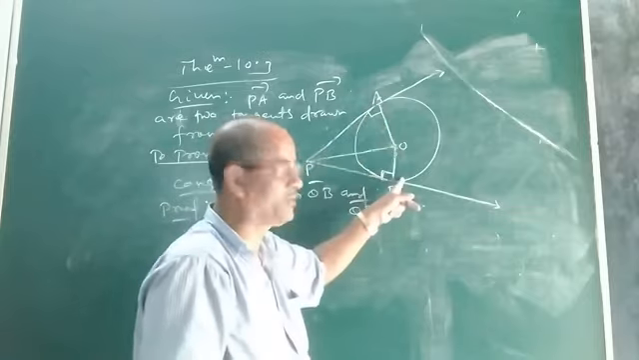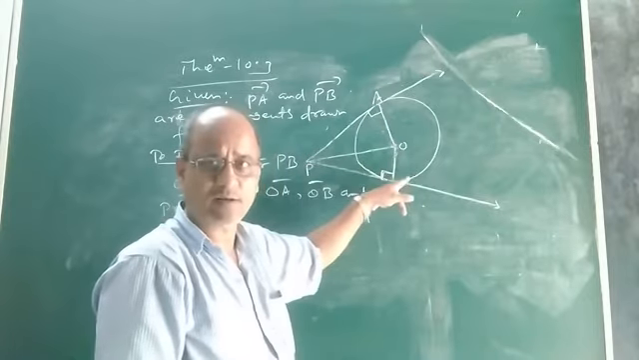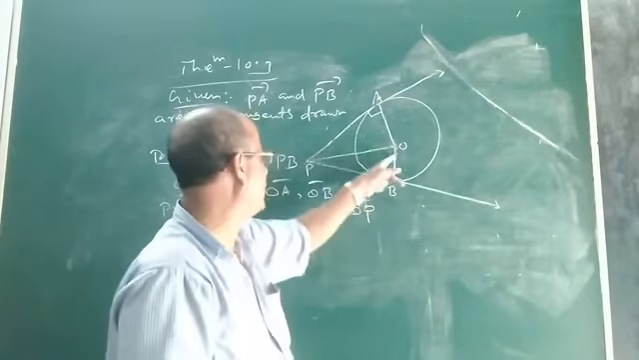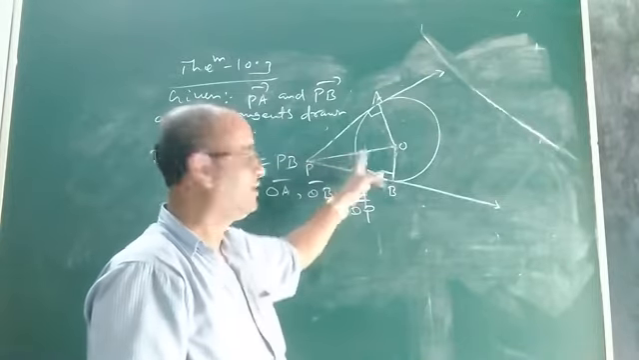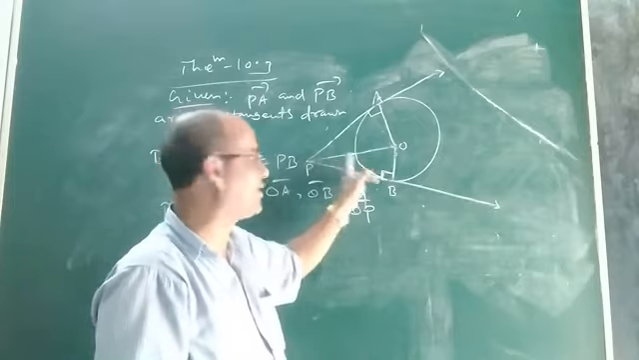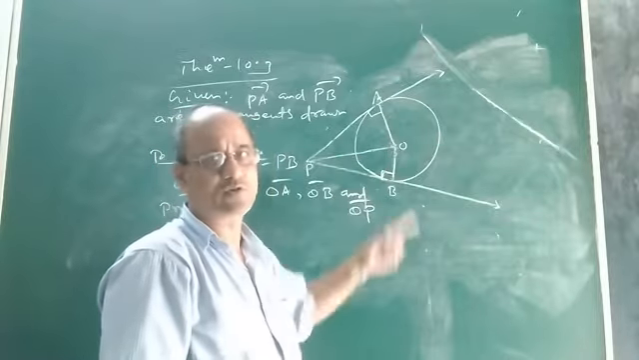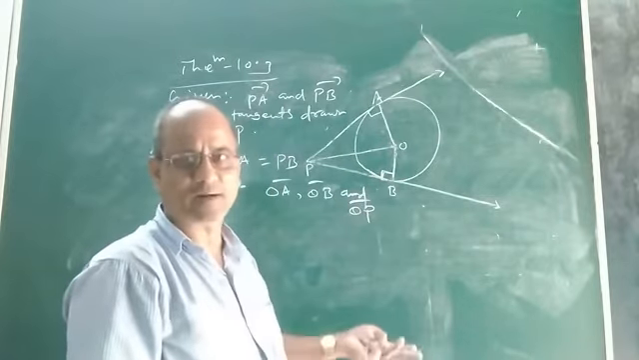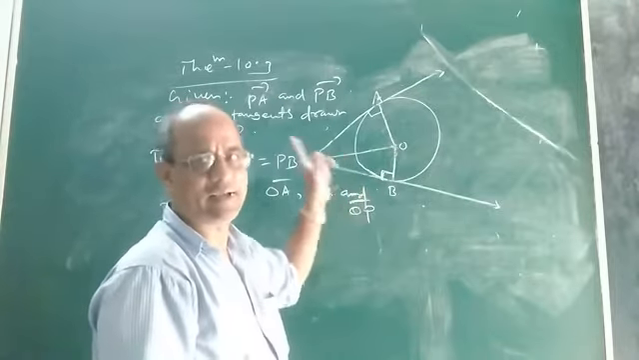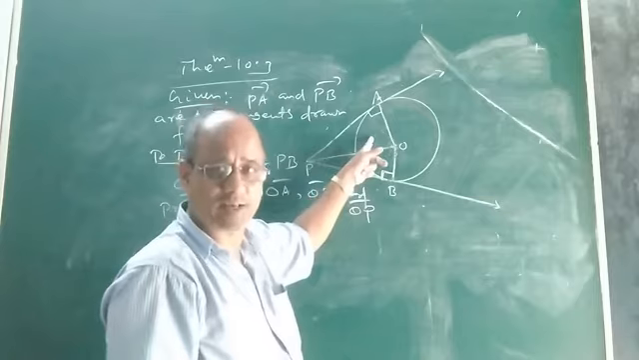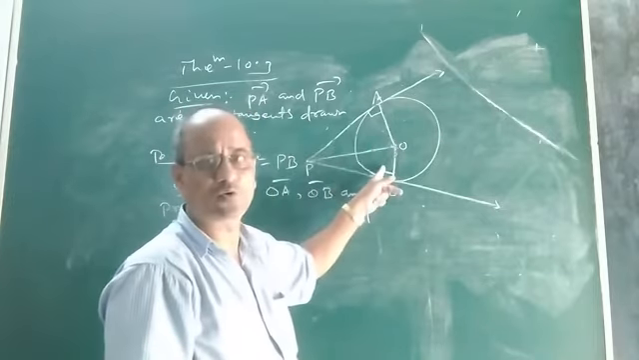Look at OA and OB. They are the same radii of the circle, so they will be equal. And look at OP. OP is the common side, or common hypotenuse, you can say, of the two right triangles. So these are the three matching parts, which satisfy which congruence condition? It is RHS. By right angle hypotenuse side, we can easily prove that these two triangles are congruent.